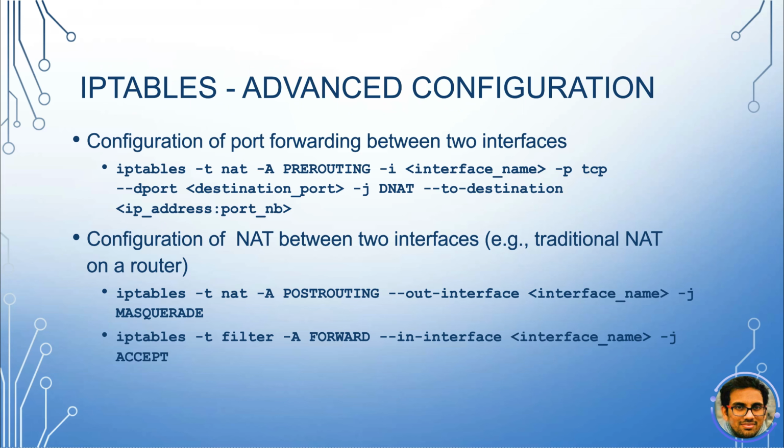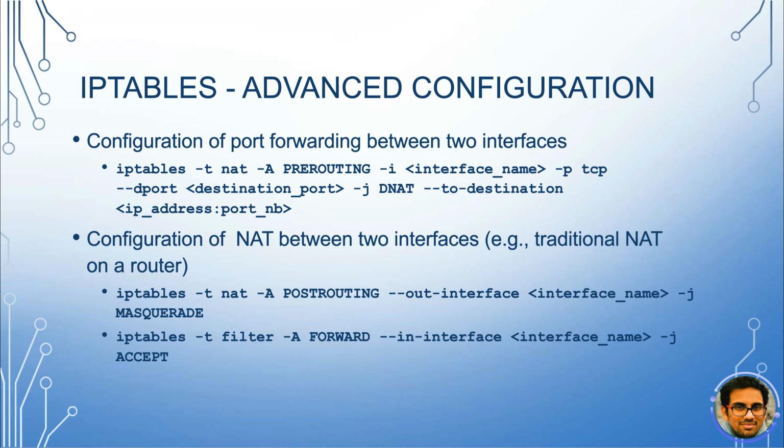Now let's look at some advanced iptables configurations. One powerful capability of iptables is the ability to configure port forwarding between two interfaces. This is basically achieved by using the first command listed in the slide. Here, the -j DNAT or destination NAT is used to specify the destination IP address and port. Here, we dynamically redirect traffic from one interface to the other, allowing for precise control over how data is forwarded.